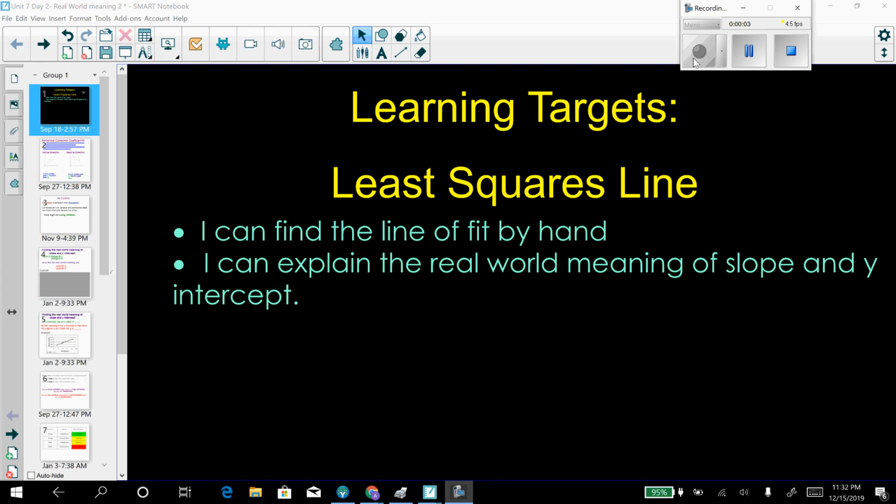Hi everybody, welcome to Unit 7, Day 2. We're going to be talking about the least squares line and finding a line of fit by hand. We're also going to be able to explain the real world meaning of slope and y-intercept. But first, a reminder from yesterday.